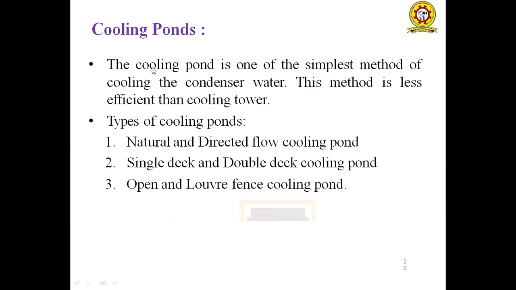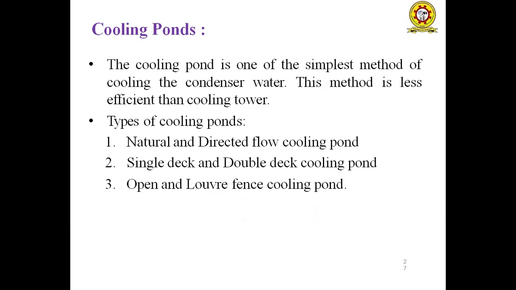Next one is the cooling ponds. The cooling pond is one of the simplest methods of cooling the condensed water. This method is much less efficient than cooling towers. So, types of cooling ponds. Cooling ponds are broadly classified into three types: natural or undirected flow cooling ponds, single deck and double deck cooling ponds, and open and large fence cooling ponds.